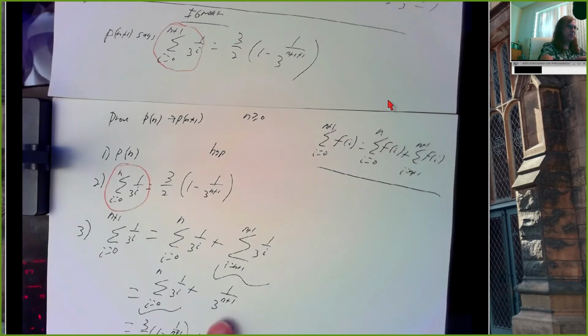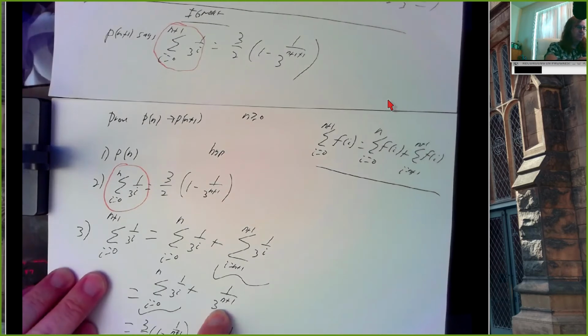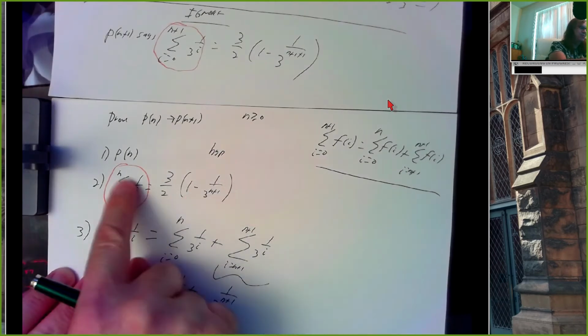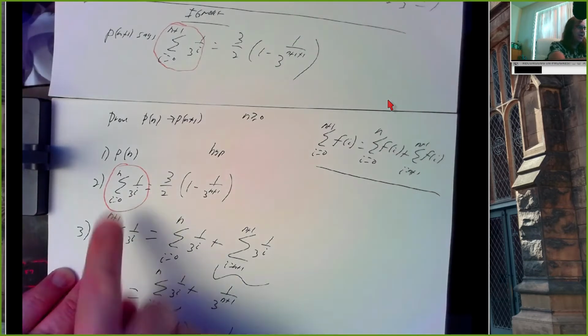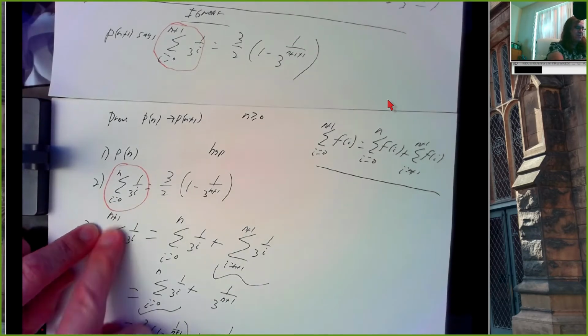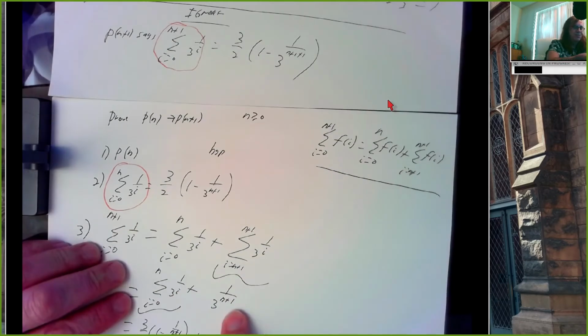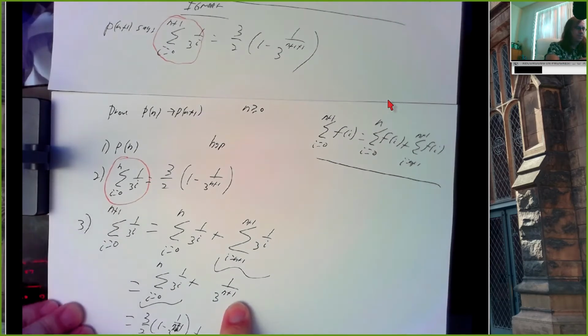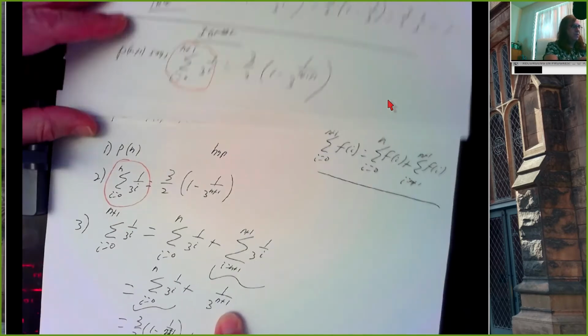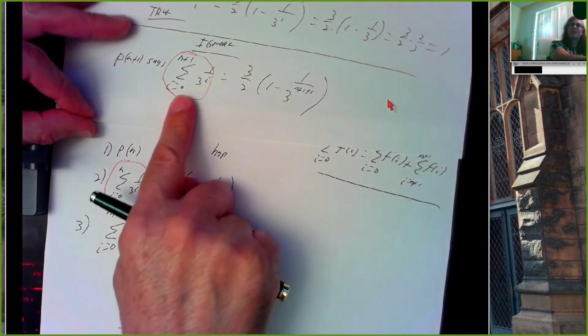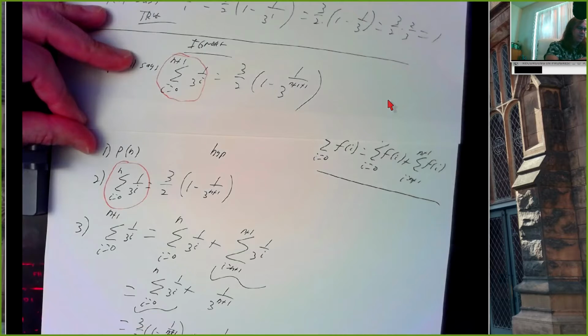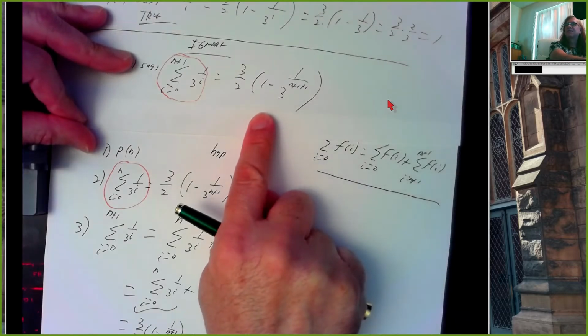I got this n plus 1 down here because I very deliberately added 1 over 3 to the n plus 1 to both sides of this. When I added it to the left, this just became a summation with a higher index. When I added it to the right, well, I just added it to the right. But now, since this looks like the left side of what I'm trying to do, all I have to do is show that this is equal to that.